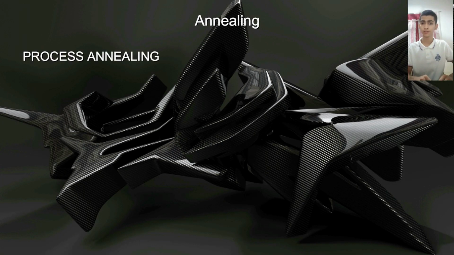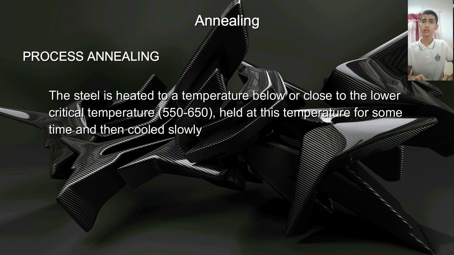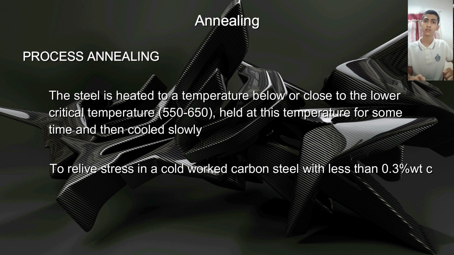Process annealing. The steel is heated to a temperature below or close to the lower critical temperature of 550 to 650, held at this temperature for some time, and then cooled slowly. The purpose is to relieve the stress in cold work. Carbon steel with less than 0.3% weight carbon.